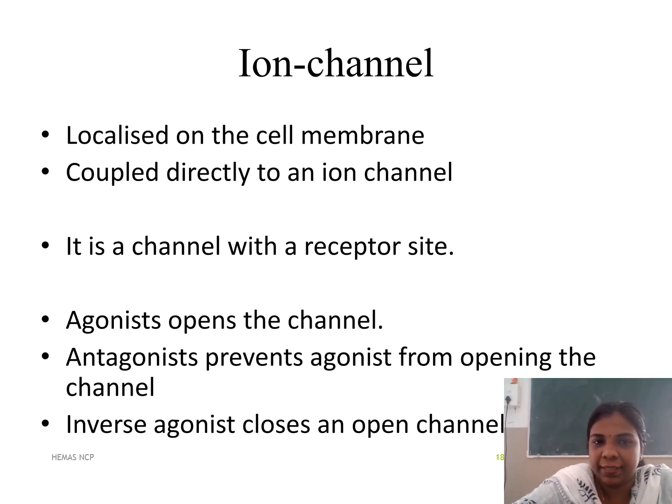Next, ion channels. These are localized to the cell membrane, and they are coupled directly to an ion channel. So it's a channel within the receptor site. An agonist opens the channel, and an antagonist prevents the agonist from opening the channel. An inverse agonist closes the channel. So the ion channel is located on the cell membrane. An agonist drug will bind and open the channel, and antagonists will prevent the opening of the channel.